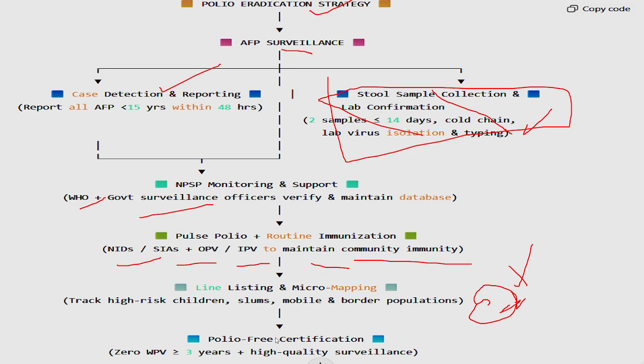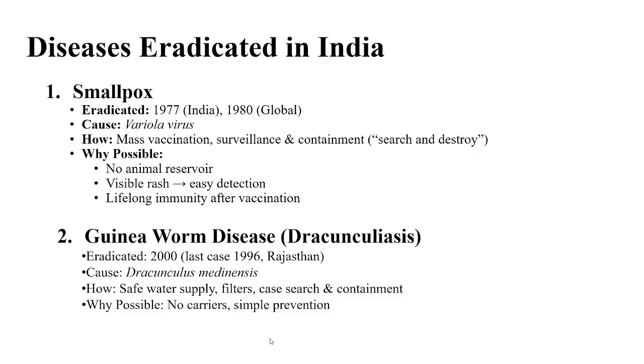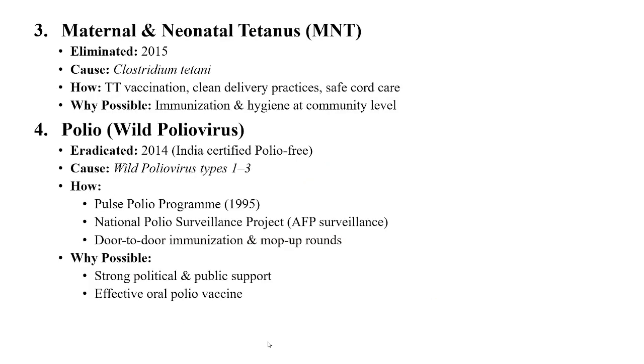So now we shall see a few diseases that were eradicated already in India. That is smallpox. We had no animal reservoir. The rash was visible and there was lifelong immunity after vaccination. I have dracunculiasis, which was easily eradicated because it didn't have any carrier and it was simple prevention.